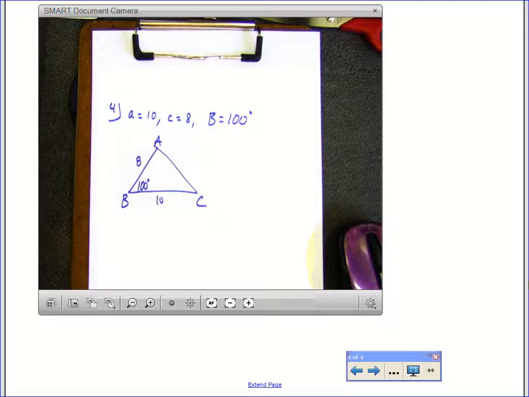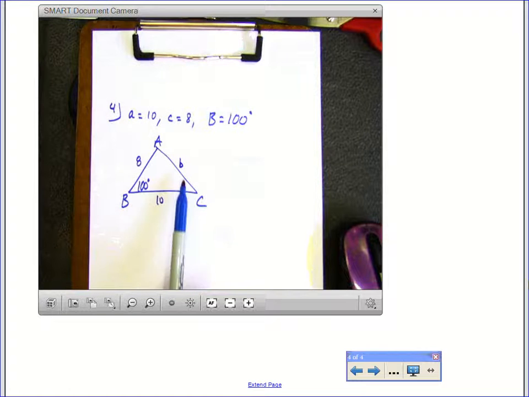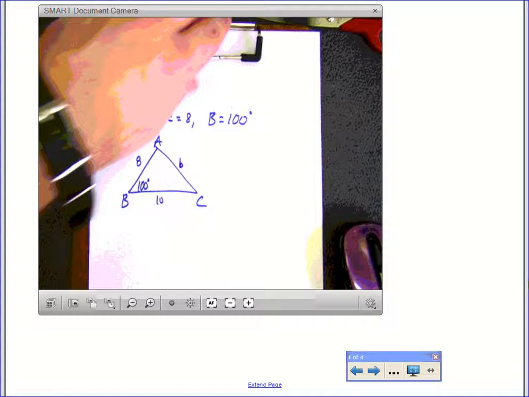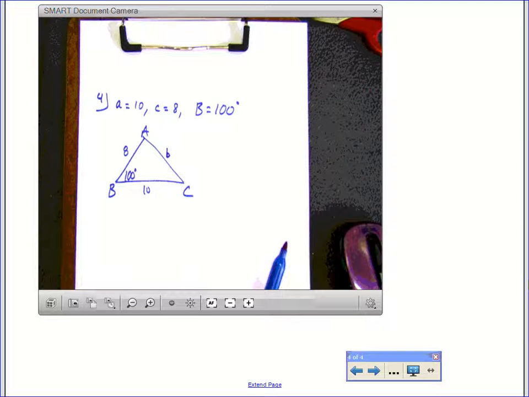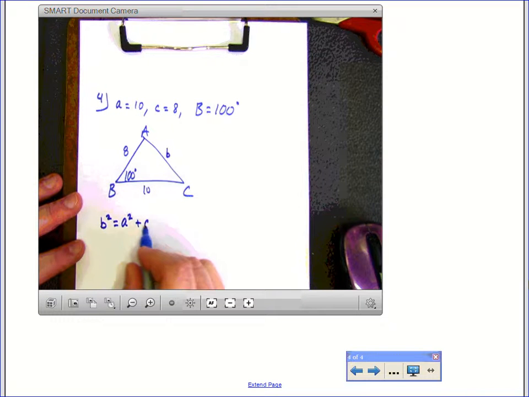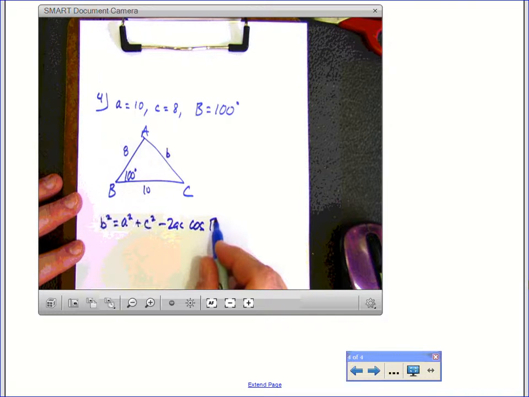So are we looking at side, angle, side or side, side, angle? Side, angle, side. The angle is in between. So side, angle, side means we use law of cosines. With law of cosines and side, angle, side, we're going to find that missing side first. So let's set up our law of cosines with the b side. That's this formula: b squared equals a squared plus c squared minus 2ac times cosine of b.